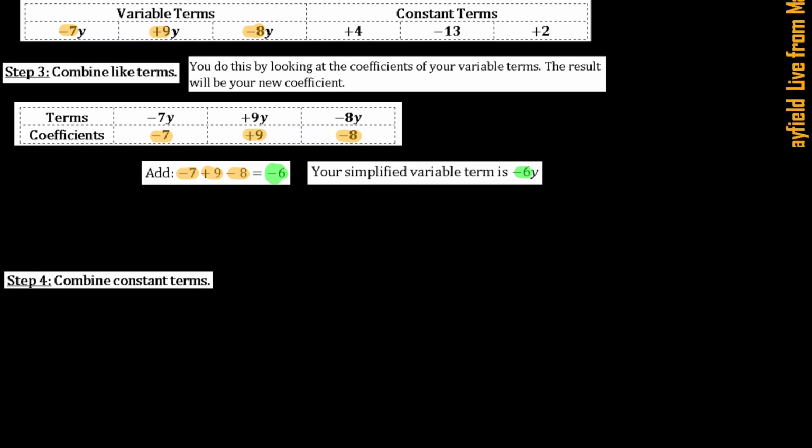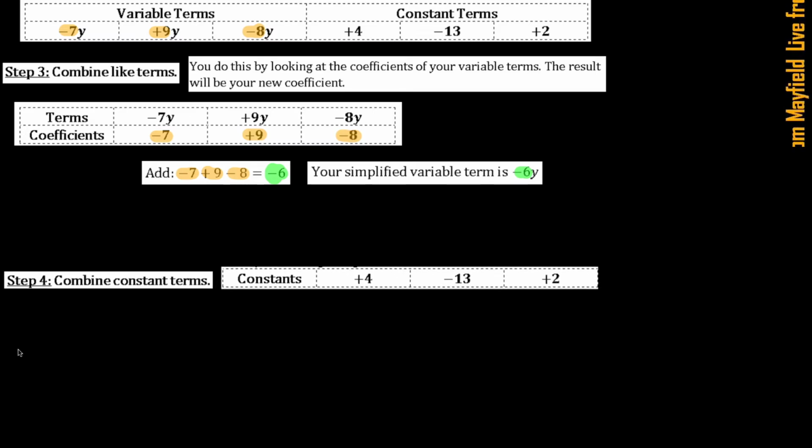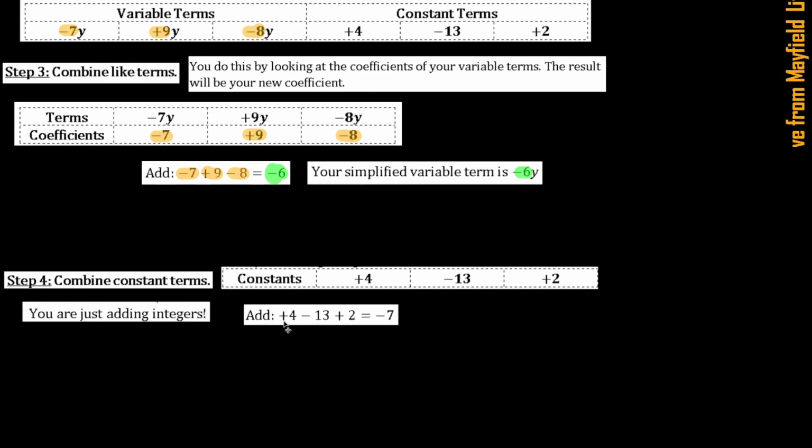Now, for the next step, if you just want to combine the constant terms, that's even simpler, because all you're doing is adding those integers together. So if you have positive 4, a negative 13, and a positive 2, very simply your result is negative 7. And so now what does that give us?